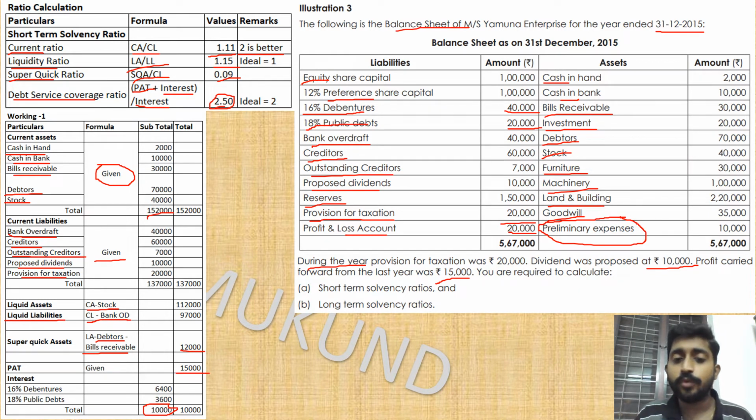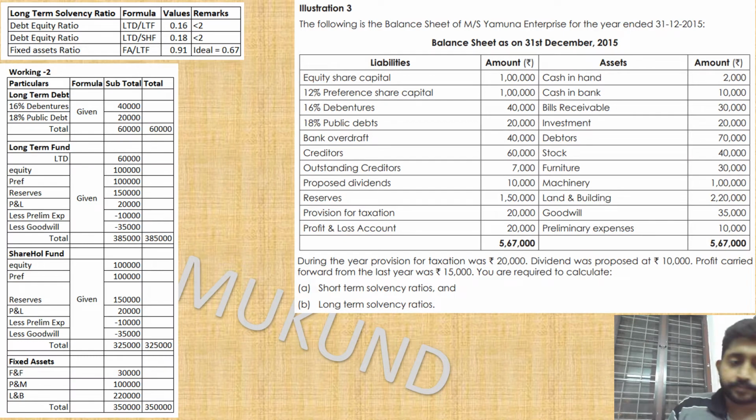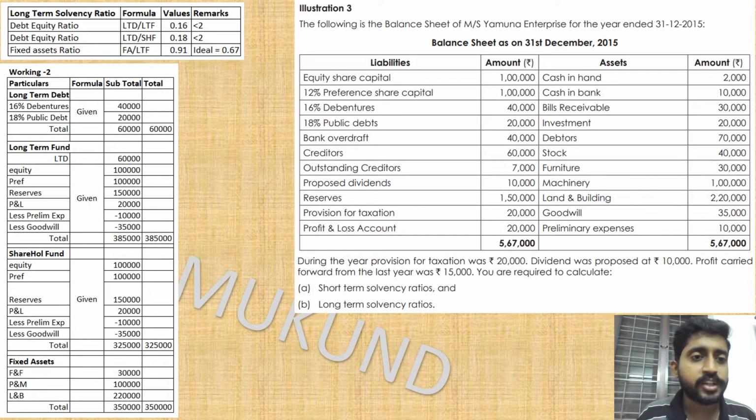Okay, now we will go for the long term solvency ratios. What are the long-term solvency ratios? Debt equity ratio, fixed assets ratio, for which all the details that are required we are going to calculate now. What is long-term debt? 16% debentures, 18% public debt. Total, you can find the long-term debt taken by the company from the bankers. Next, long-term fund. What is long-term fund? What are all the long-term money that we have received for our long-term investments? So long-term debt we have calculated above as 60,000. So 60,000 is brought in here.